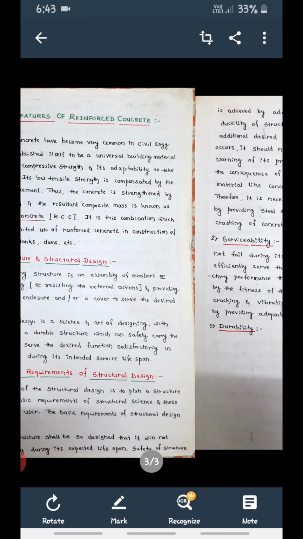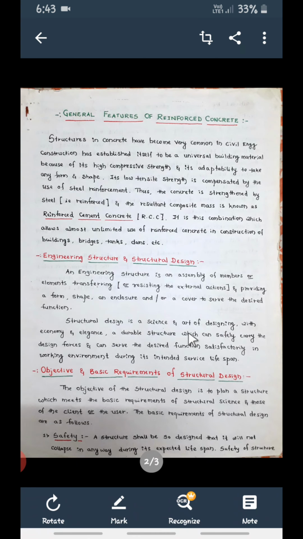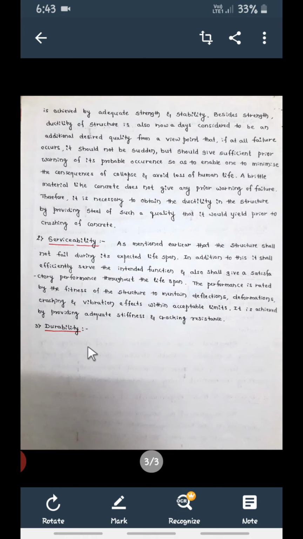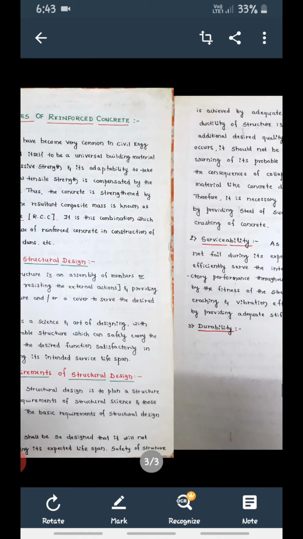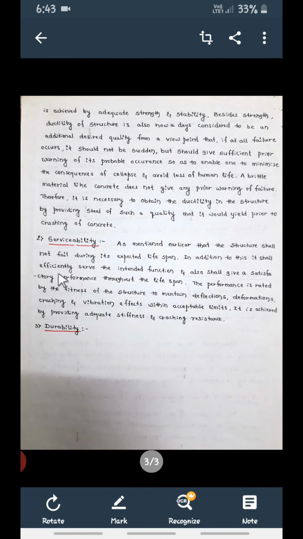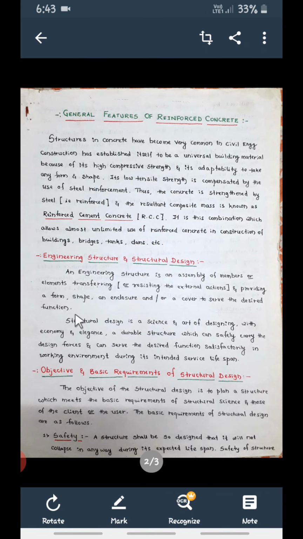So keep these three aspects in mind when you want to design any element or any structure. These three points should be satisfied, right? What are those three requirements? One is safety of the structure. Second one, serviceability of the structure. Then third one will be durability of the structure. So what do you mean by safety? Why is this important?